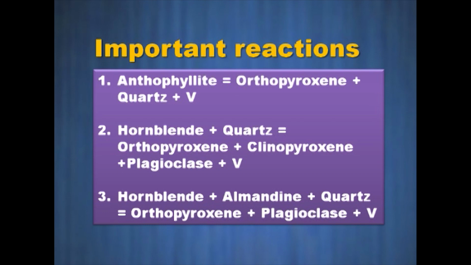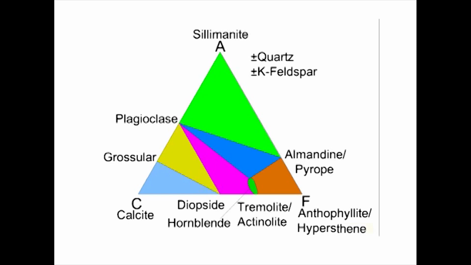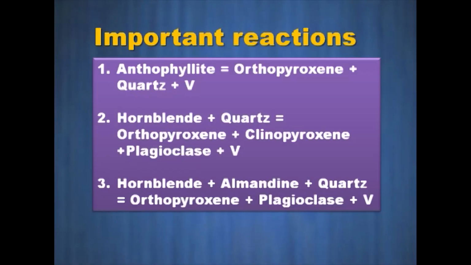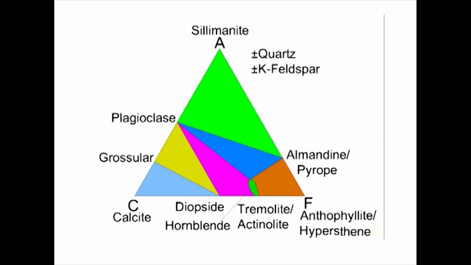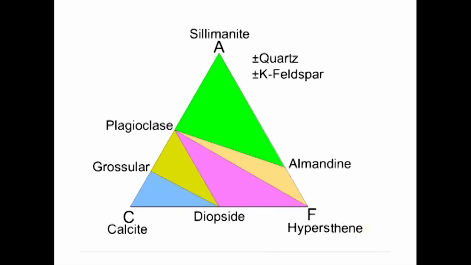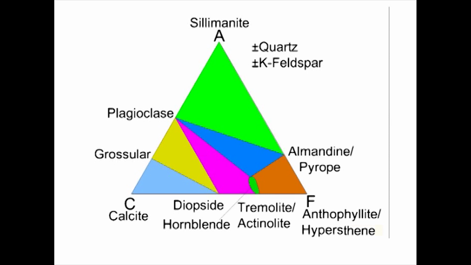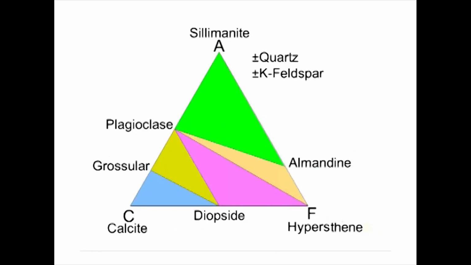Important reactions: a number of metamorphic reactions have been suggested to account for the diagnostic appearance of orthopyroxene. Reaction 1: anthophyllite breaks down to give orthopyroxene plus quartz plus vapor. Reaction 2: hornblende plus quartz gives rise to orthopyroxene plus clinopyroxene plus plagioclase plus vapor. Reaction 3: hornblende plus almandine garnet plus quartz gives rise to orthopyroxene plus plagioclase plus vapor. Disappearance of hornblende and anthophyllite marks the beginning of the granulite facies.